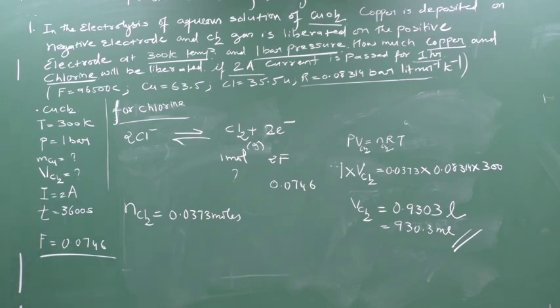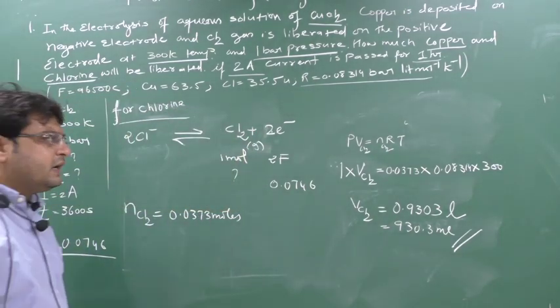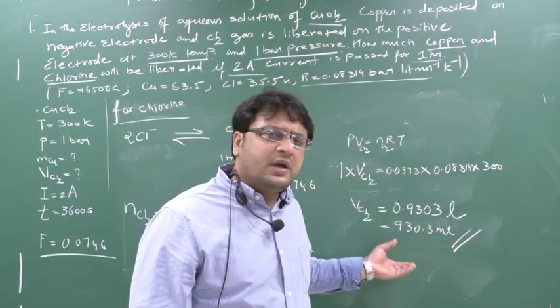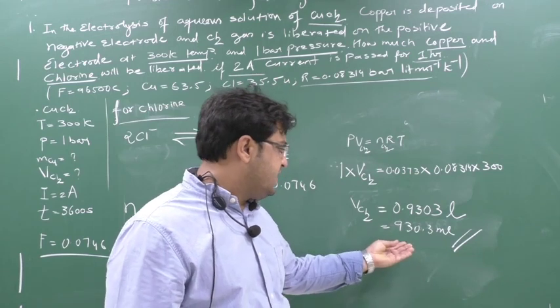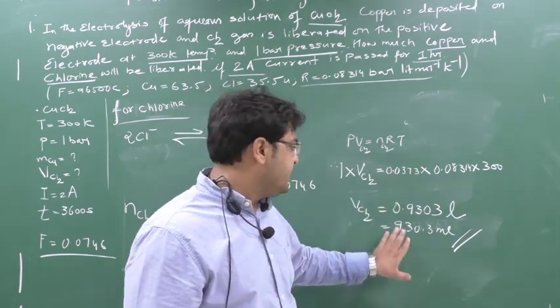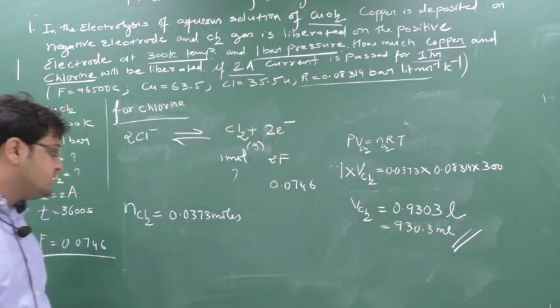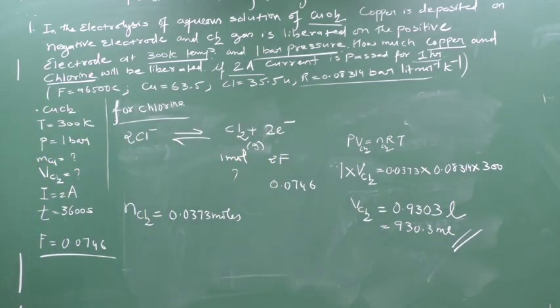Clear? This is a very important question, or you can write 930 also sometimes. See, sometimes the answer may vary. Here instead of 930 it may be 932, 933 because of this value. You should maintain the first 2-3 numbers. So this is the amount of chlorine liberated during the reaction. I hope you have understood.